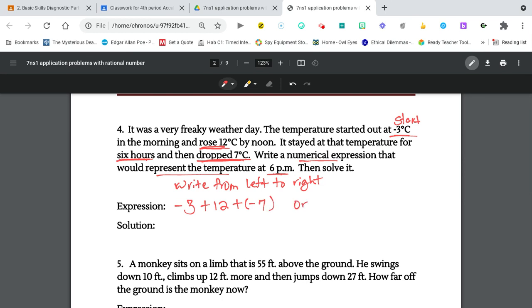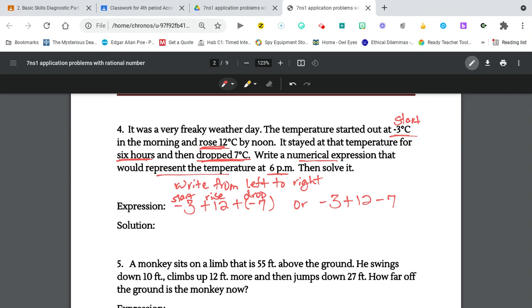Now this one could have also been written -3 plus 12 and a drop of 7 just could have been -7. Please do not put minus -7. Minus -7 is the same as plus. It didn't rise 7 degrees. So this indicates where it started. This indicates a rise, and this indicates a drop.